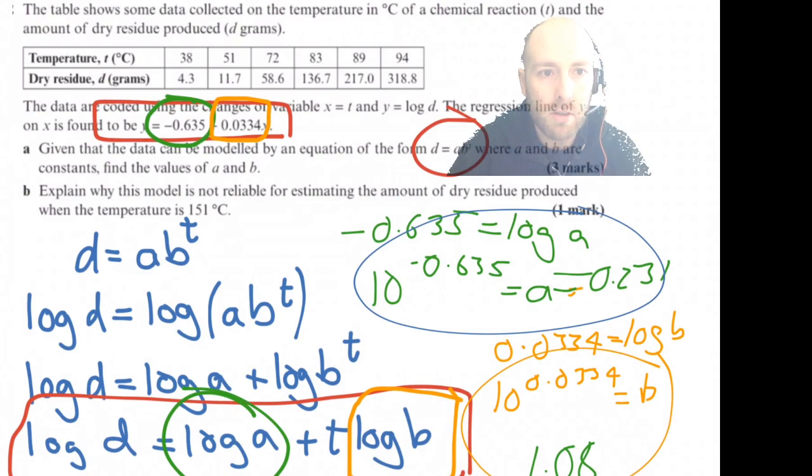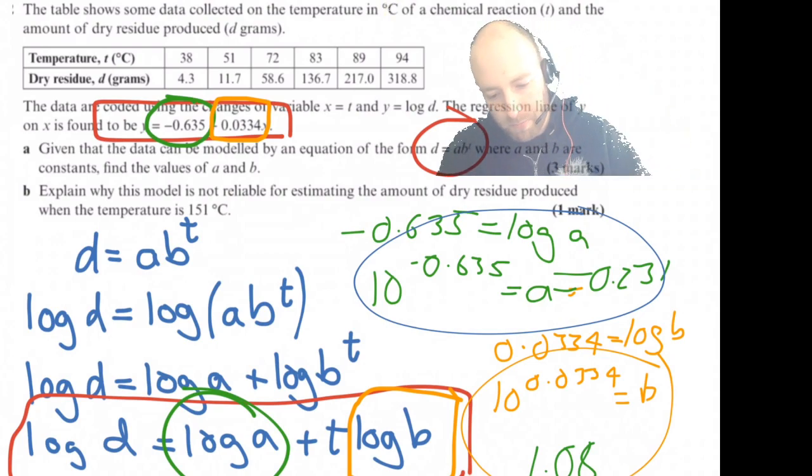Okay, explain why the model is not reliable for estimating the amount of dry residue produced when the temperature is 151. This is what we talked about last time: if you're estimating outside of the range of your experiment, and our range stops at 94, so 151 would be extrapolation, and it would no longer be accurate because it's outside the range of our data.